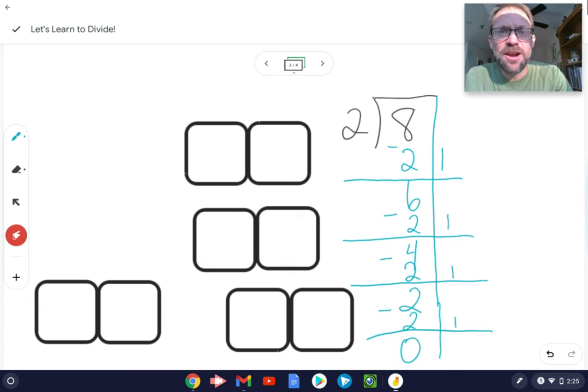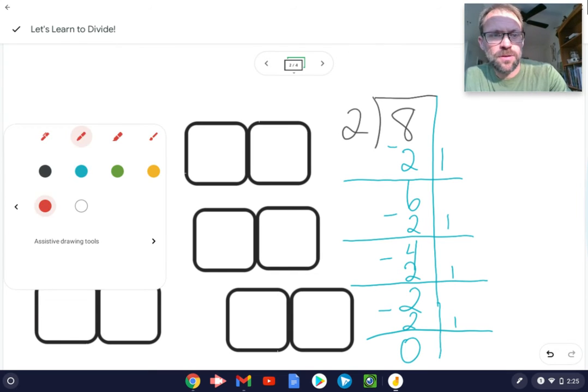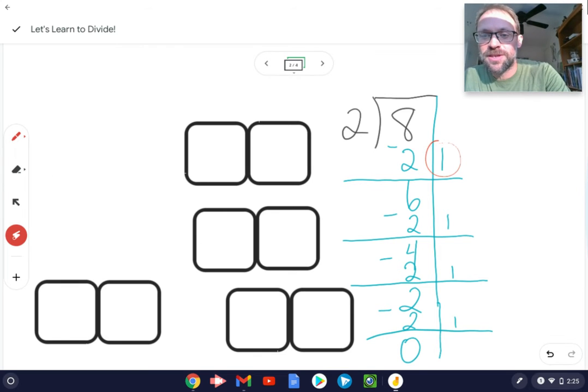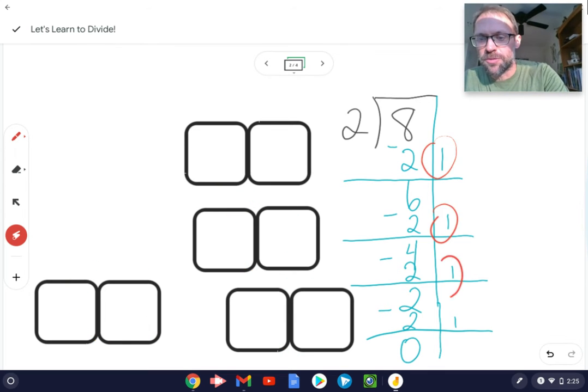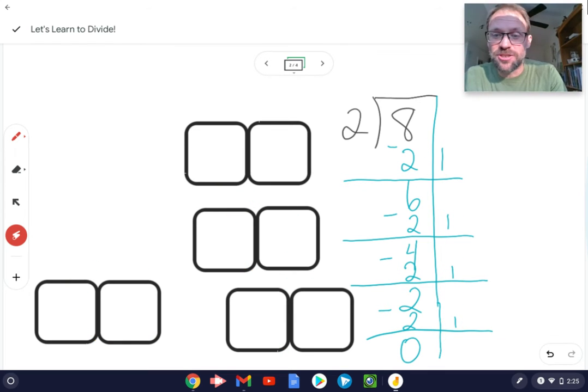We have divided the entire pile of 8 blocks into 1 group of 2, 2 groups of 2, 3 groups of 2, 4 groups of 2. And look at the way we recorded that over here. We have 1 group of 2, 2 groups of 2, 3 groups of 2, 4 groups of 2. There they are. 1, 2, 3, 4. 1, 2, 3, 4. So to get the final answer, which is 4, when we divide 8 by 2 and make groups of 2, we get 4 of them.